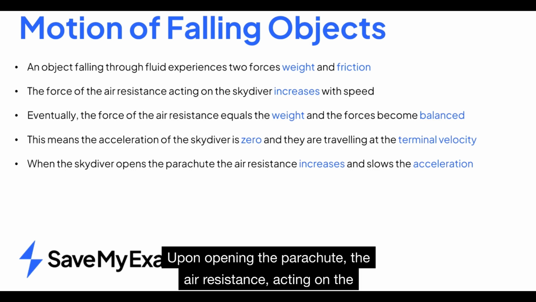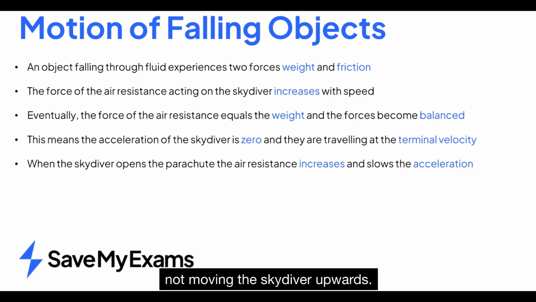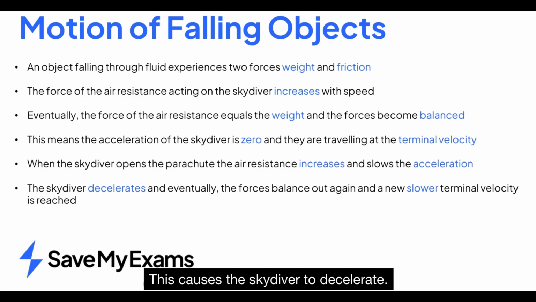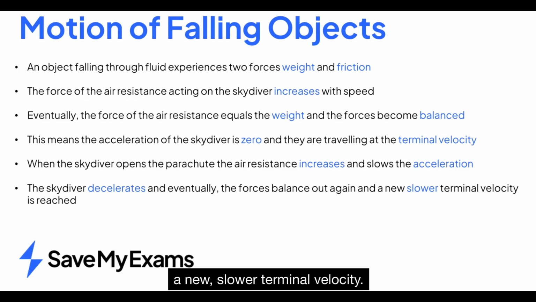Upon opening the parachute, the air resistance acting on the skydiver increases suddenly, slowing the acceleration but not moving the skydiver upwards. This causes the skydiver to decelerate. Eventually, the air resistance and weight balance out again to reach a new, slower terminal velocity.